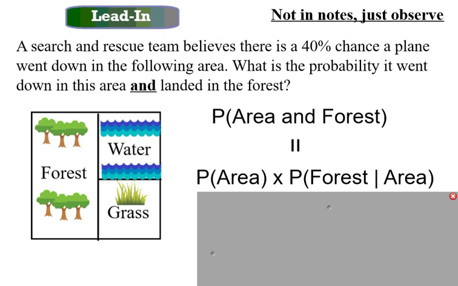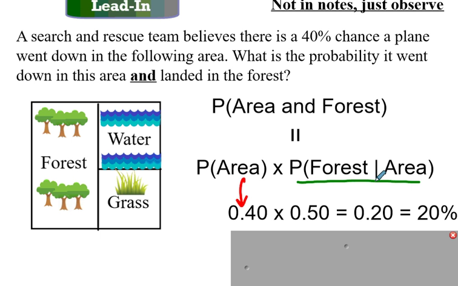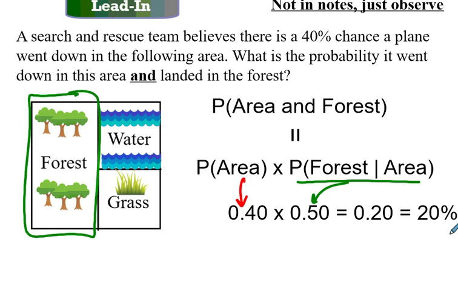The probability that it went down in this area, we knew from the get-go, was 40%. And the probability that it's in the forest, given that it's in this area, was 50%, because I can see the forest takes up 50% of the area. So 0.4 times 0.5 is 20%. There's a 20% likelihood that it went down in the area and is in the forest. And that helps search and rescue teams know where to maximize their time when searching for down planes or anything like that. So that's where this idea gets used.